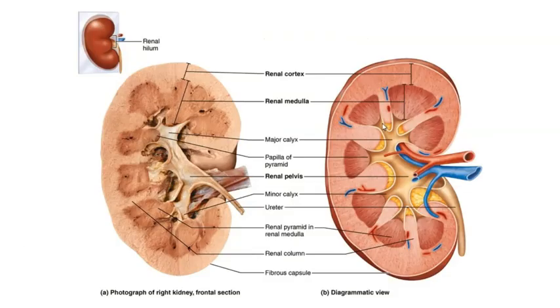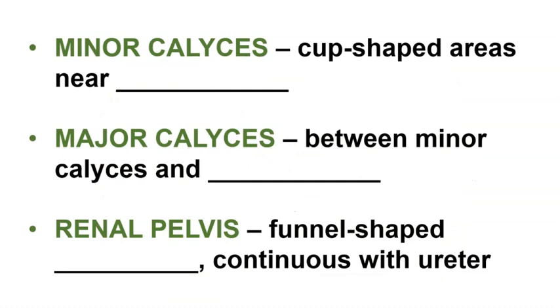So referring back to this here, if we look at the papilla of the pyramid, we can see that immediately surrounding it is this little tunnel-shaped structure, and those little tunnel-shaped structures are the minor calyces, or because this one's only pointing at one, it says minor calyx here. The minor calyces, as they make their way internally into the kidney, merge together to form the structure called major calyces. And major calyces are found between the minor calyces and a large structure called the renal pelvis.